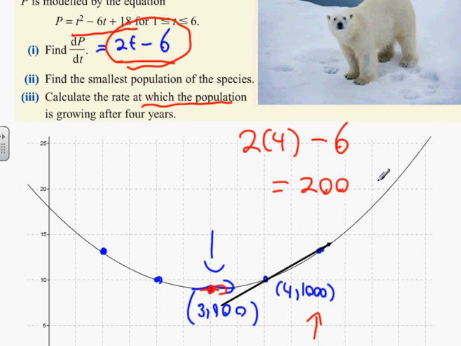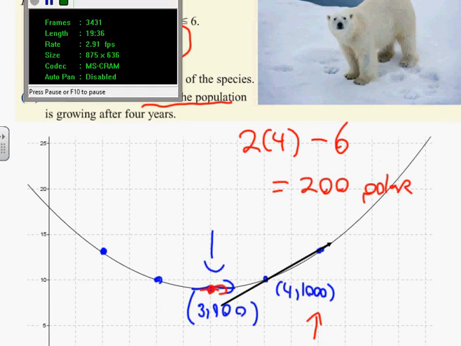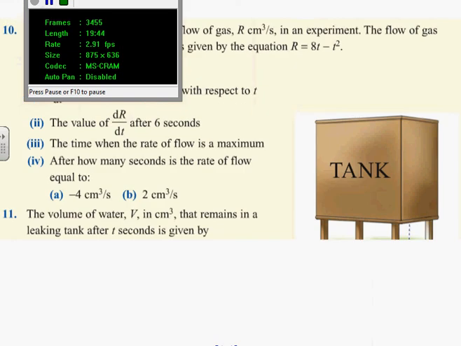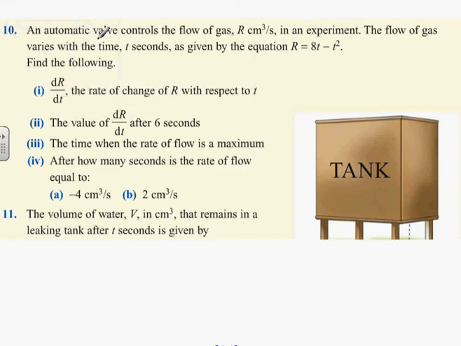This question is, an automatic valve controls the flow of gas. In an experiment, the flow of gas varies with time as given by this equation. What type of equation is that? What shape is it? Anybody tell me? It's an N-shaped. The N-shaped graph will look like this, okay?